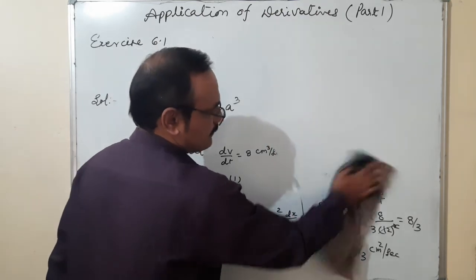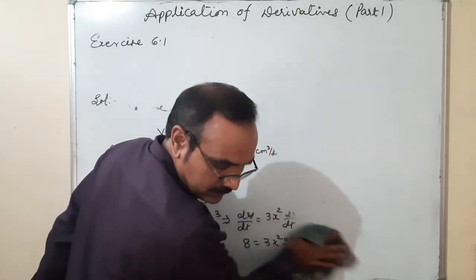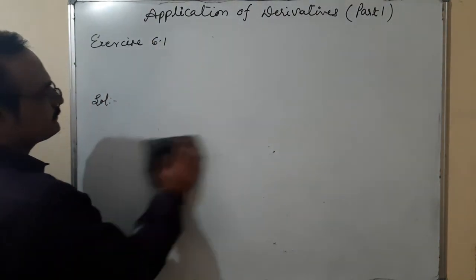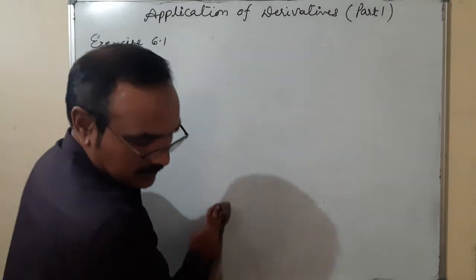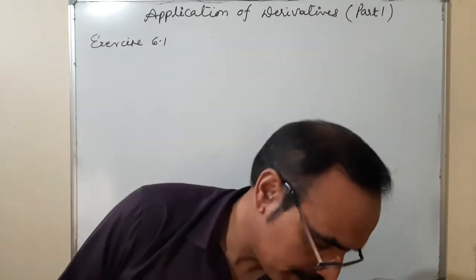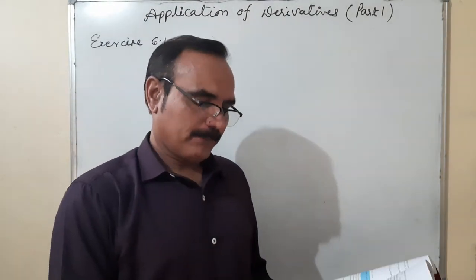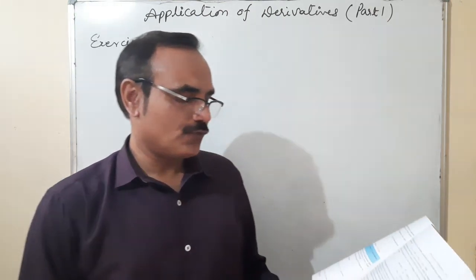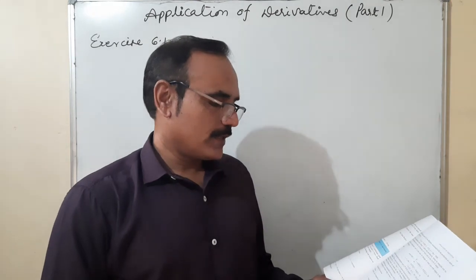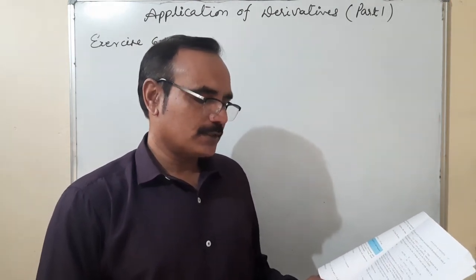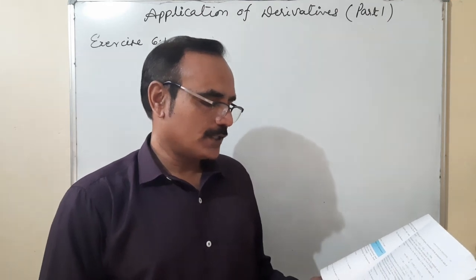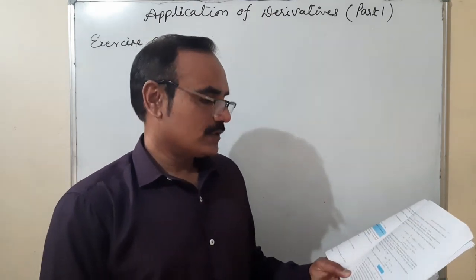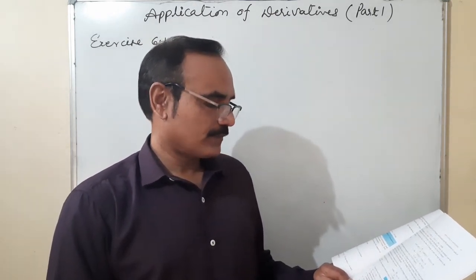After this question, now let us see which one should be taken. After this, this is question number 4. Fourth question I am solving. An edge of a variable cube is increasing at the rate of 3 centimeter per second. How fast is the volume of the cube increasing when the edge is 10 centimeter long? I think the same as question number 2 which we have discussed. Okay.